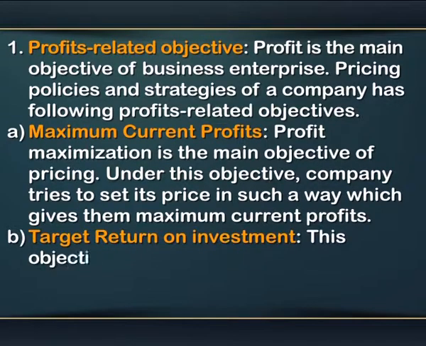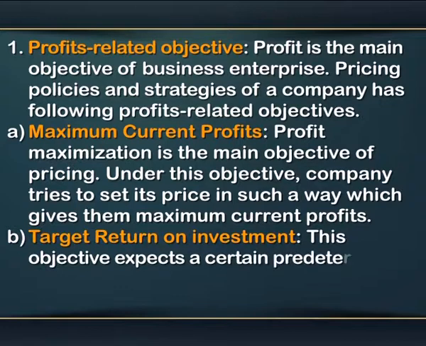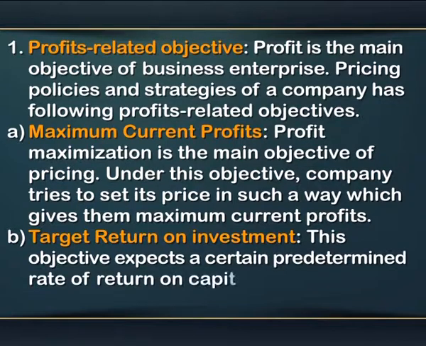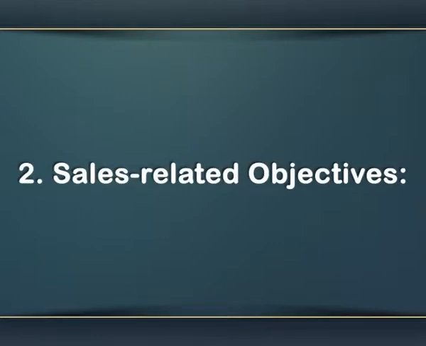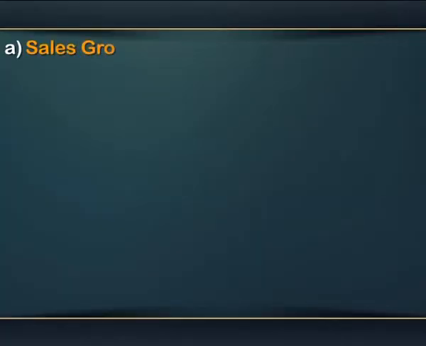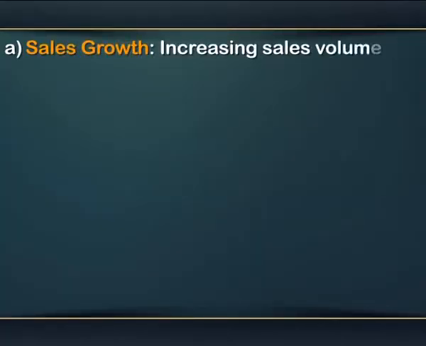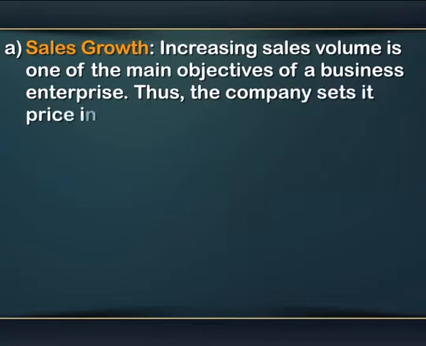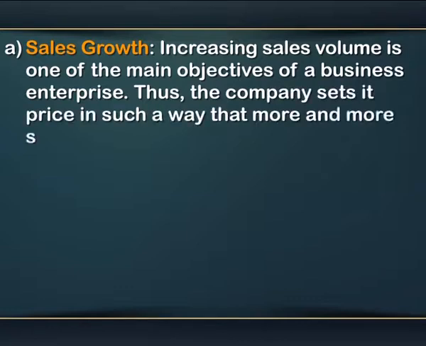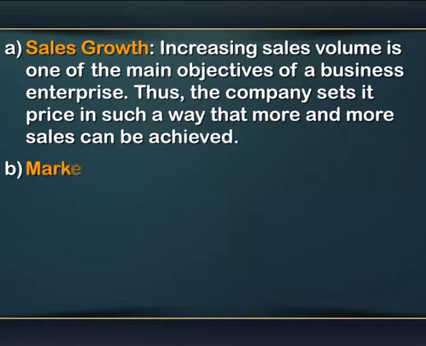B. Target return on investment. This objective expects a certain predetermined rate of return on capital employed over a period of time. Second, sales related objectives. This objective of pricing includes A. Sales growth. Increasing sales volume is one of the main objectives of a business enterprise. Thus, the company sets its price in such a way that more and more sales can be achieved.